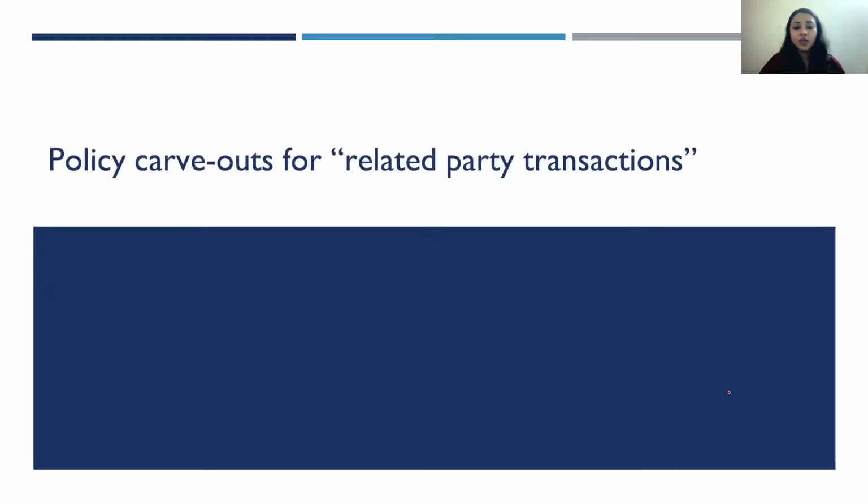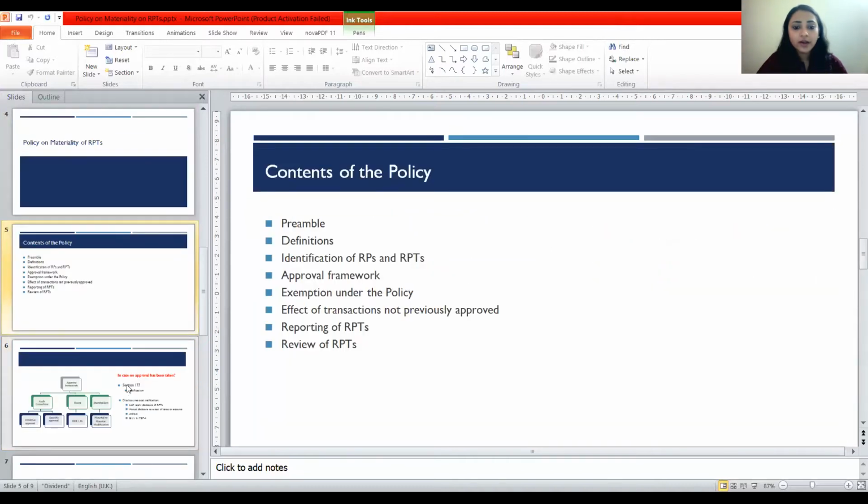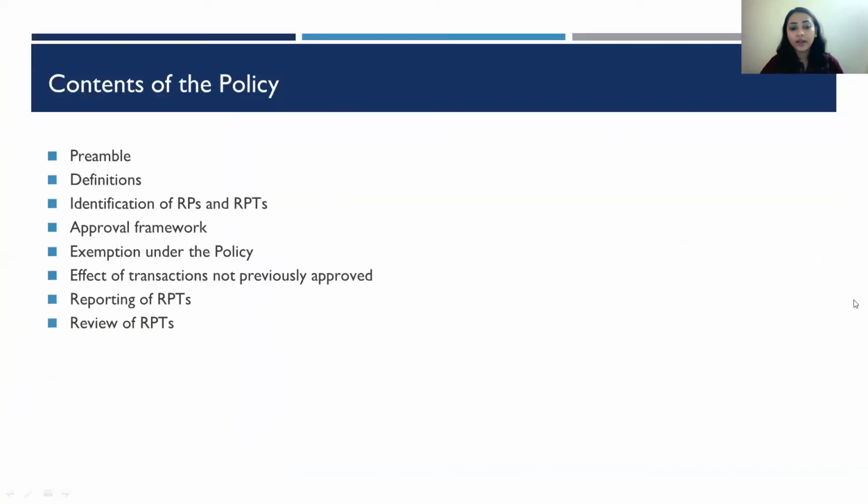For policy carve-outs, we have done research of the top 100 listed entities, where we have found out what all these entities exempt as a part of their RPT policy. We find that reimbursements, remuneration, CSR, and dividend are now exempt. Okay. So what other contents? We have talked about exemptions under the policy. Effecting transactions not previously approved has also been discussed.